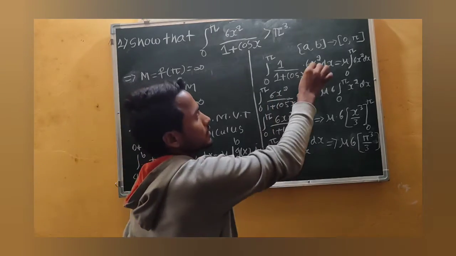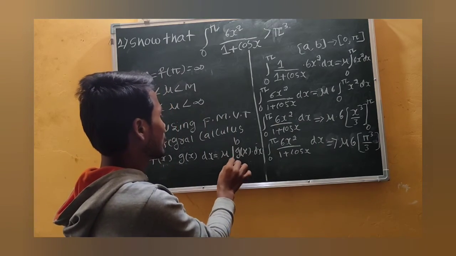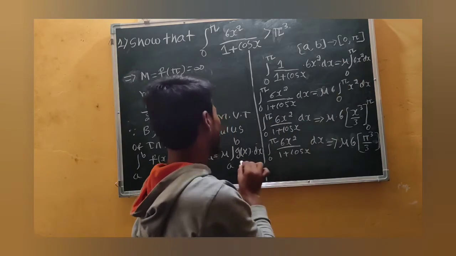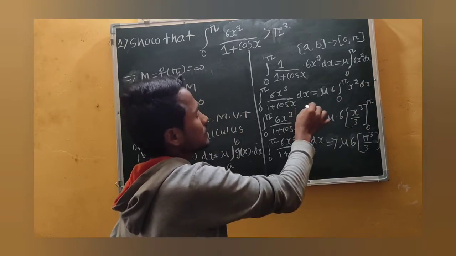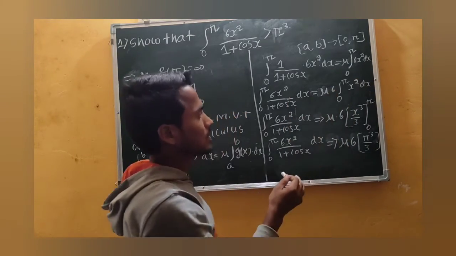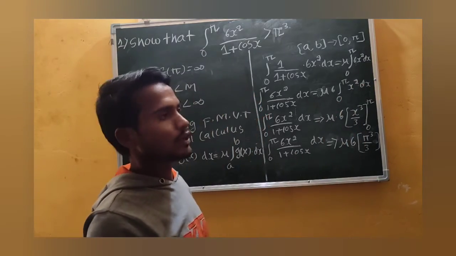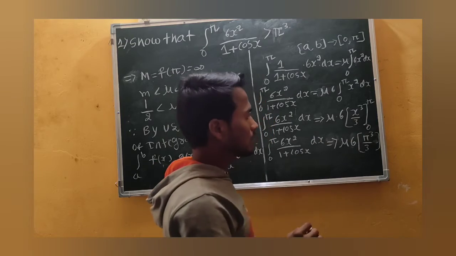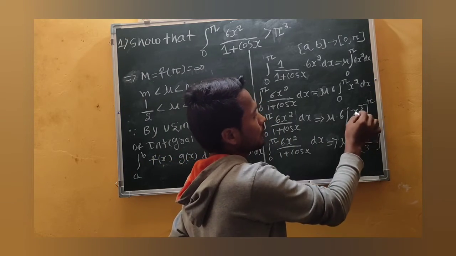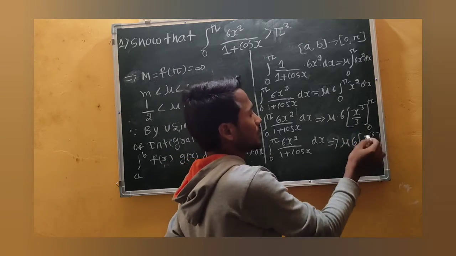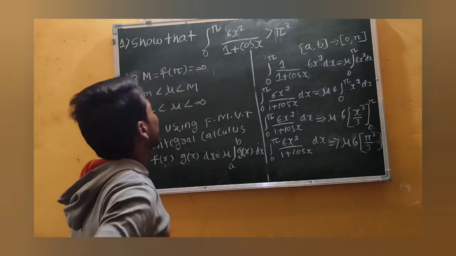You have to take 6x square dx equal to mu is integration 0 to pi, g of x equal to 6x square. You have 6 as a constant outside, so integration 0 to pi x square dx. Integration of x square equals x cube divided by 3. Now apply the upper limit and lower limit: put x equal to pi, pi cube by 3, minus the lower limit 0 by 3, which is again 0.